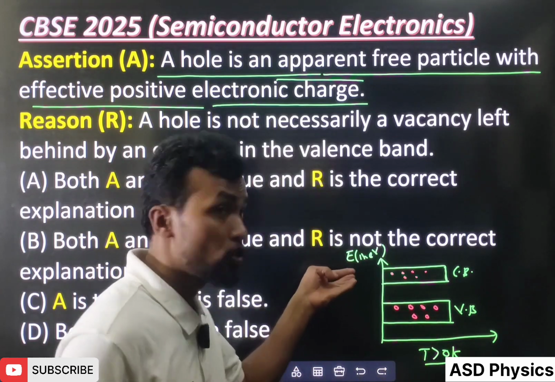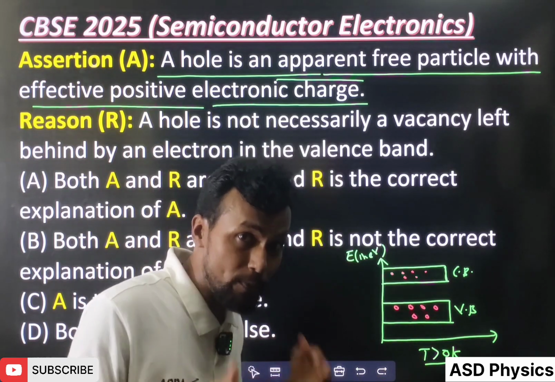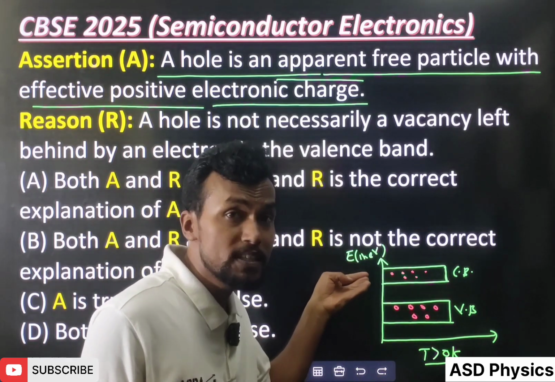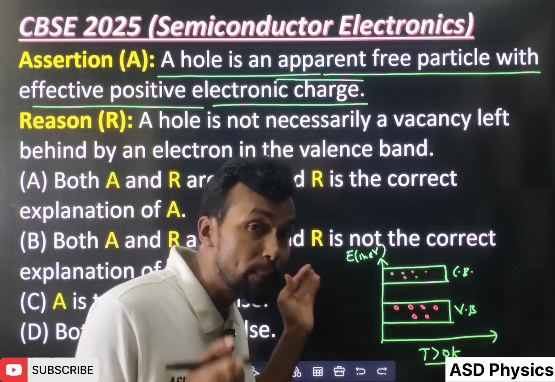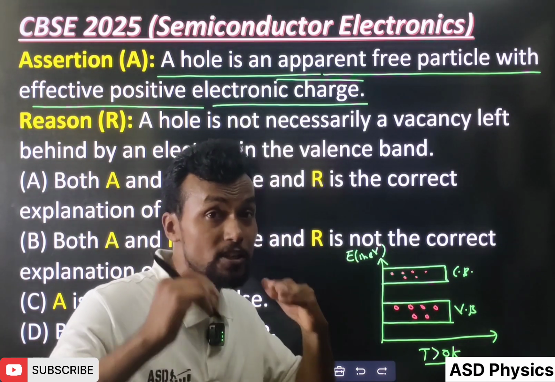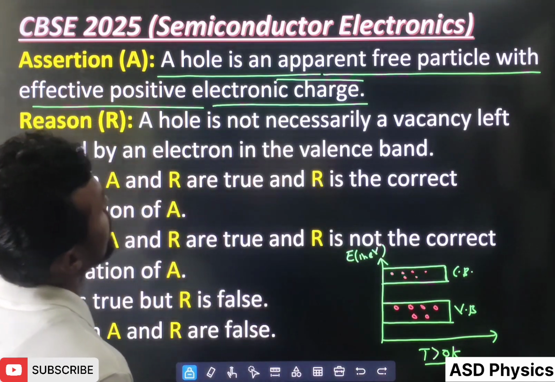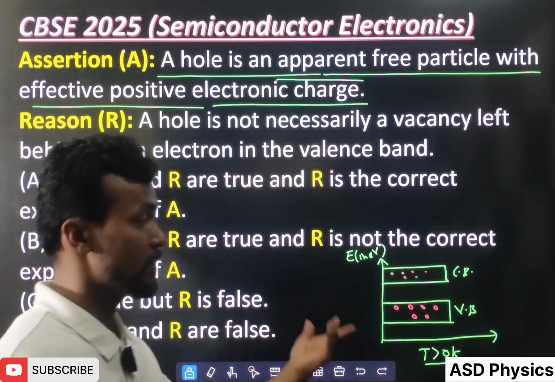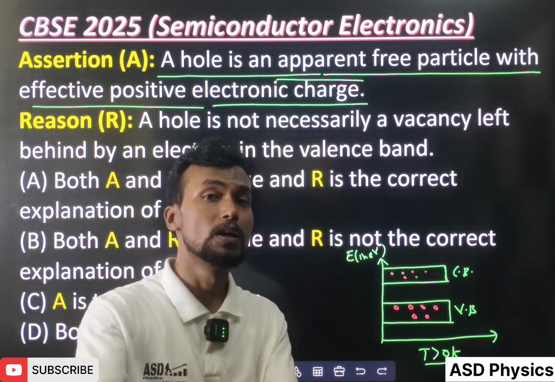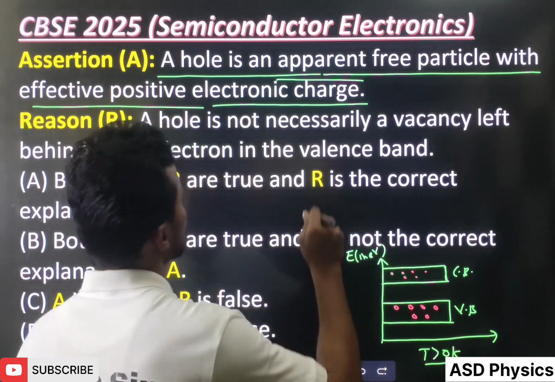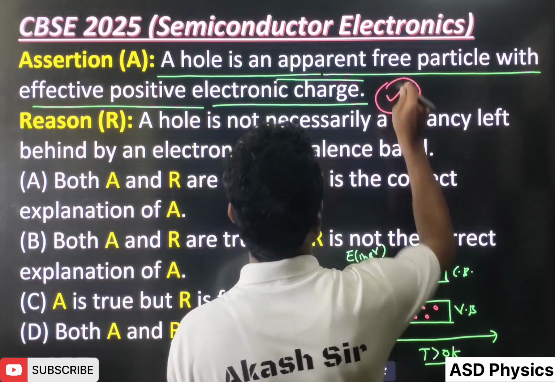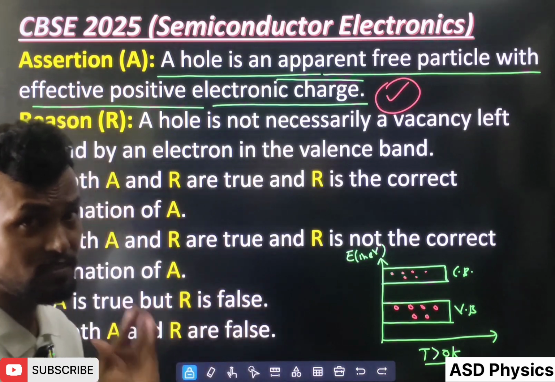See here, an electron is an actual particle, but a hole is an apparent particle. A hole is created when an electron leaves its space. So they are telling us that a hole is an apparent free particle. Why? Because the electron has left its place and it has become a hole. Anyhow, this is correct. Electron is negative, holes are considered positive.